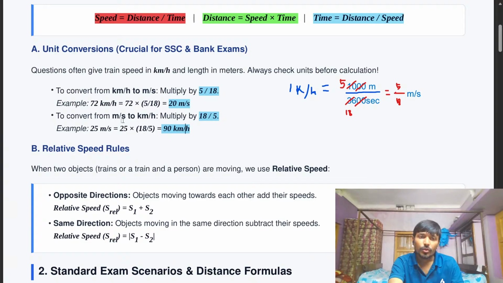So if we convert from kilometer per hour to meter per second, then multiply it by 5 by 18. And if you want to convert from meter per second to kilometer per hour, then multiply it by 18 by 5. This is the formula. Okay. And how we get this formula? I have explained this here.